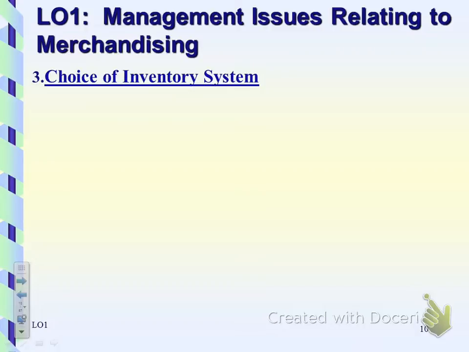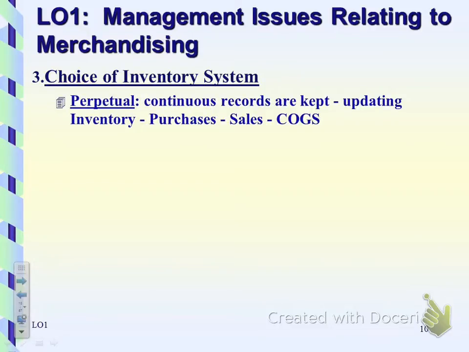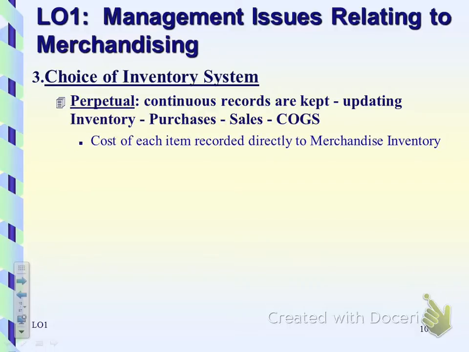Businesses have to choose. Our third management issue is that businesses have to choose an inventory system to help them manage how they're accounting for their inventory. The two primary types of inventory systems are perpetual, meaning that the business continuously updates its purchases and its sales of their goods. So it's ongoing. The cost of each item is recorded directly, in this case, into merchandise inventory.